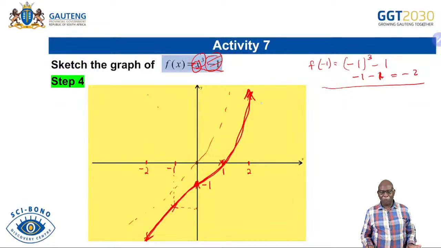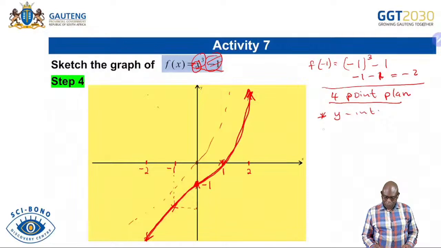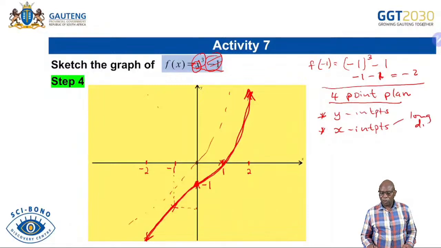And remember, you've got a 4-point plan to draw the sketch. The first thing that you need to do, your y-intercept, which will always give you 1 mark. Okay, so the next one, it will be the x-intercept, where you're going to use your methods there, you know, your long division, you're going to use your synthetic, you're going to use method by inflection, you're going to use the calculator, so you can use all these methods to do your x-intercept.